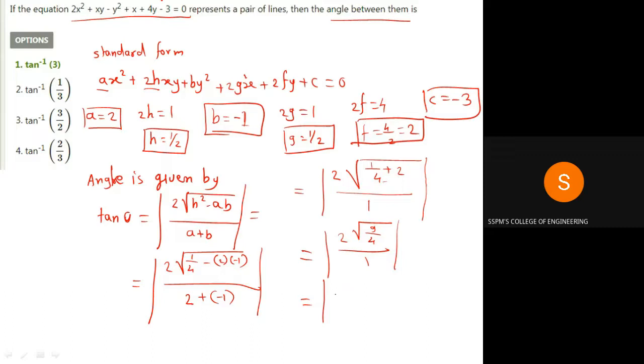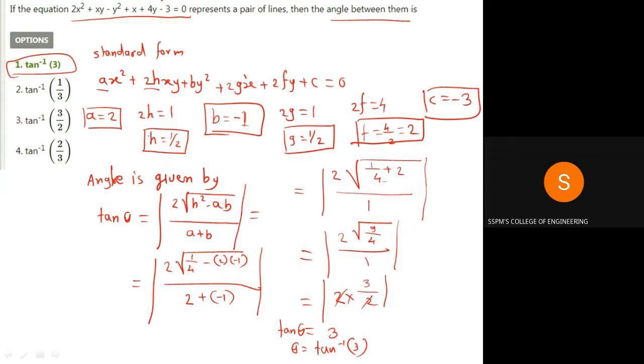So now 2 into what? This root 9 by 4 means 3 by 2. This 2 and 2 get cancelled. What remains is equal to 3. Okay? So tan theta is equal to 3. Tan theta is equal to 3. So theta is equal to what? Tan inverse of 3. So this is the correct option.